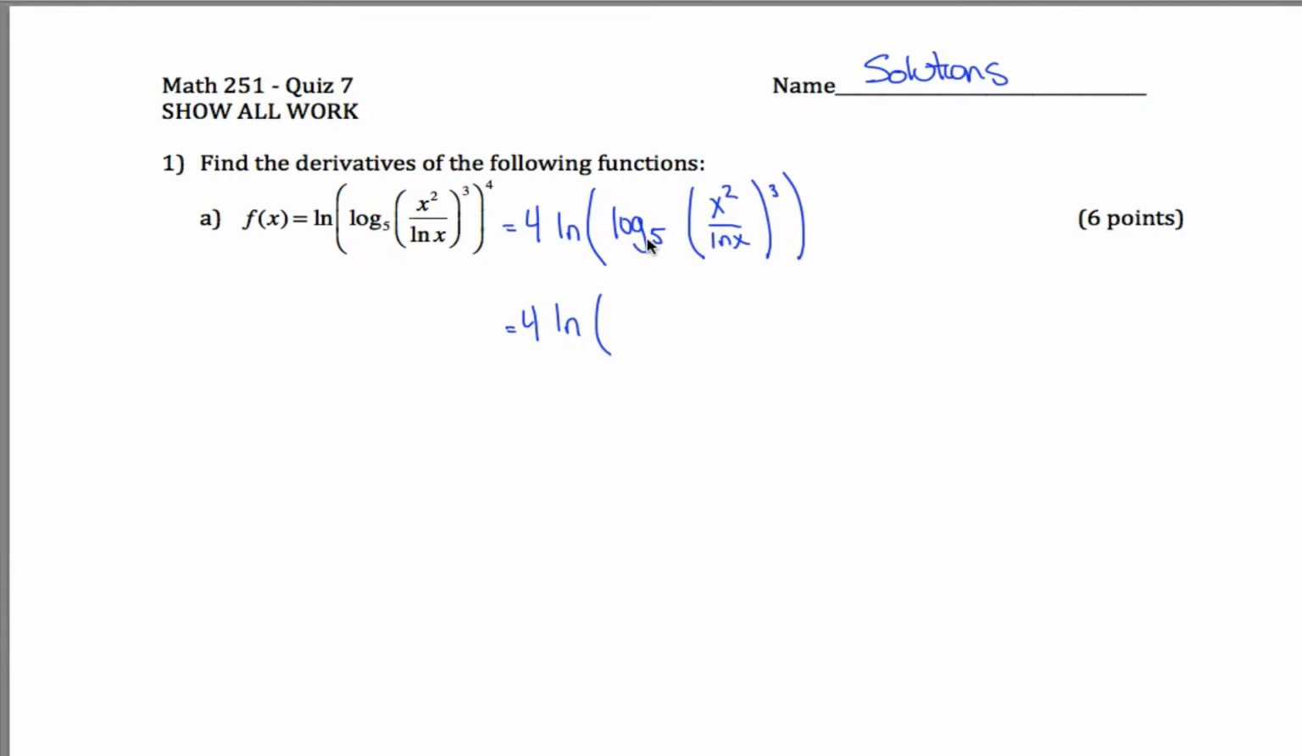what I have inside these parentheses is log base 5 of something cubed. So I can take this cubed, or this 3, and bring it down in front of the log base 5. And it's the log base 5 of a quotient, x squared over natural log of x. So it's log base 5 of a quotient of two things. You could write that as log base 5 of the top, x squared, minus log base 5 of the bottom, natural log of x.